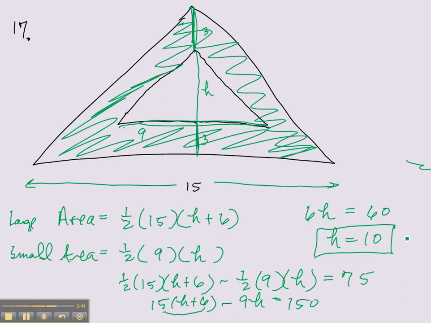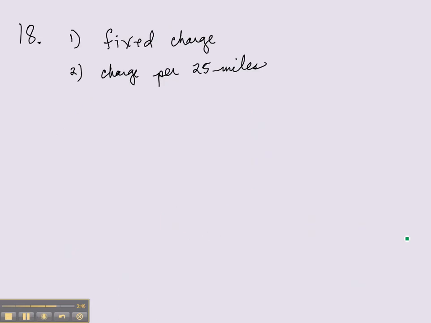Number 18. Here we're going to drive a car. We have a fixed charge, which I think I'll call A. And then we have a charge for every 25 miles. I think I'll call that charge B. Okay, so what happens? We drive this car 50 miles, and we are charged $200. So we're going to have a fixed charge. For 50 miles, we're going to have to pay B twice, and that equals 200.